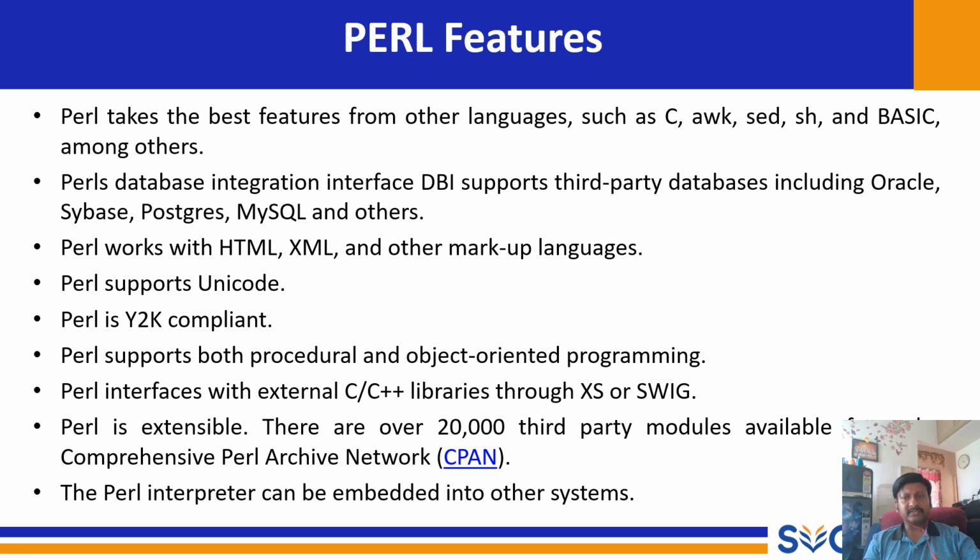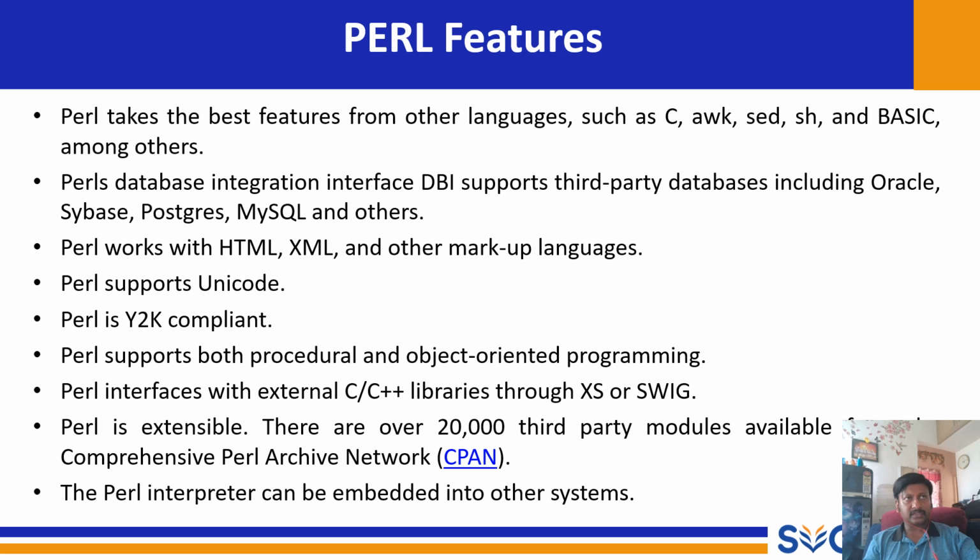Not only does it link with different languages, structured and object-oriented programming languages, it is also linked with various databases, especially third-party databases like Oracle, Sybase, Postgres, MySQL, etc. Perl works with HTML, XML, and other markup languages. Perl supports Unicode. Perl is Y2K compliant. As I already mentioned, it supports both procedural and object-oriented programming. Perl interfaces with external C++ libraries through Access or Swig. And this is extensible, and nearly 20,000 packages are there in Perl.